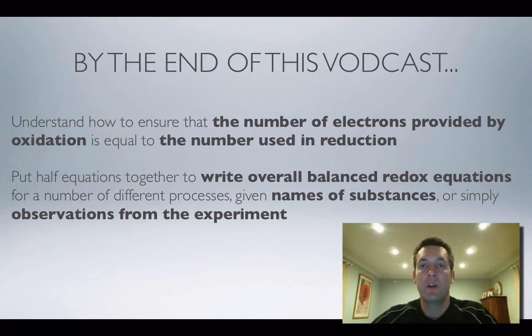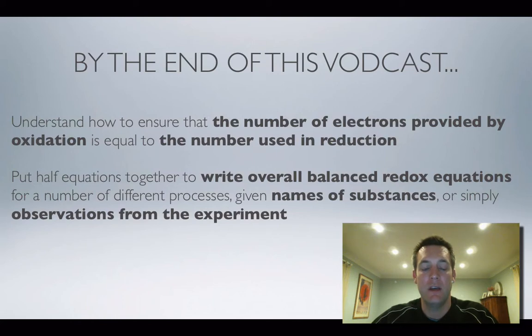Okay? But what we're going to be able to do, hopefully by the end of this film, is look at oxidation and reduction processes, and make sure that the number of electrons in those is the same. Then we're going to write balanced overall redox equations by combining half equations, right? And we're going to do this in two different ways. We're going to look at the names of the substances that are the reactants and products, and we're also going to do it by looking at the observations of a chemical reaction and seeing if that tells us what we're making.